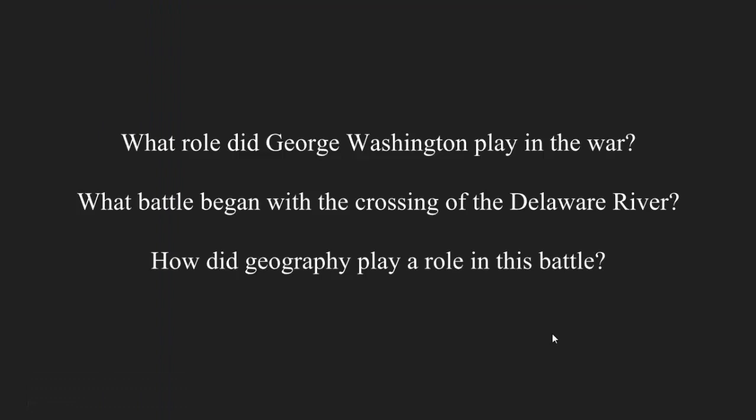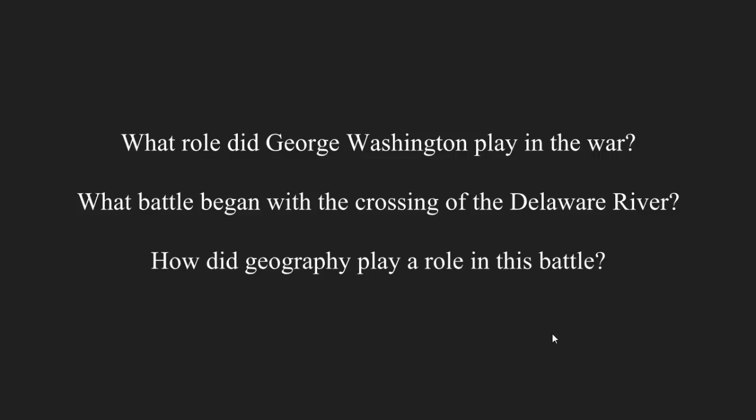So your 3 questions here for this one. What role did George Washington play in the war? This is more of an overall question, but he is going to be commander of the Continental Army. You'll need to know that. So he is the commander of the Continental Army. We're going to see Washington again in the next unit as president, but in this particular role, he's going to be the commanding officer. And so, what battle began with the crossing of the Delaware?